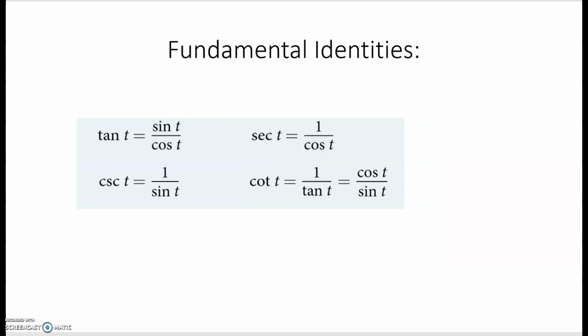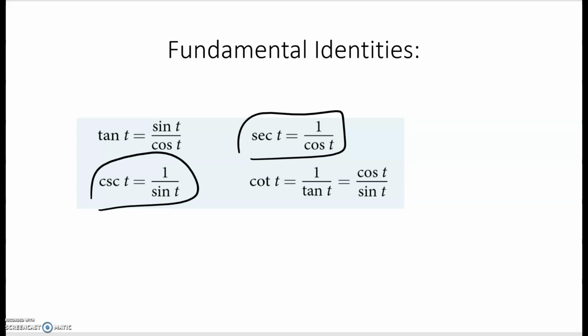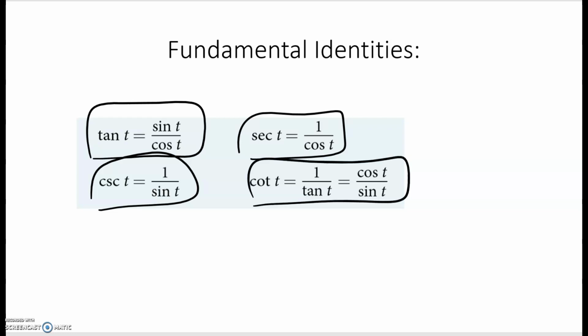Okay, here's your fundamental identities. Tangent is equal to sine over cosine. Secant, which is the reciprocal of cosine, will be 1 over cosine. This is the definition of reciprocals. Secant, which is the reciprocal of sine, will be 1 over sine. And cotangent, which is the reciprocal of tangent, all you got to do is take this right here and flip it so it is cosine over sine.